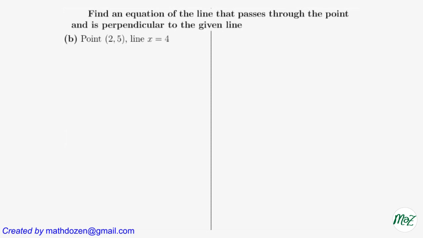Now in part B we're given the point (2, 5) and the line that we're working on is the line x equals 4. This is an unusual equation of a line because it doesn't have y in it. So we wouldn't be able to work with the slope of this line because we cannot solve for y to bring it to slope-intercept form. What is more, we know that this line happens to be a vertical line.